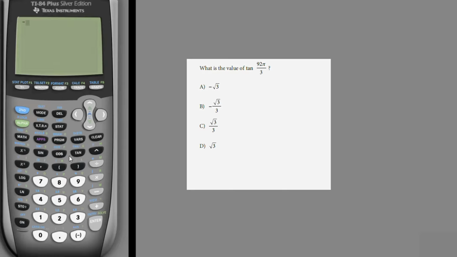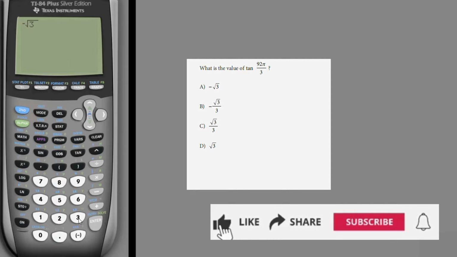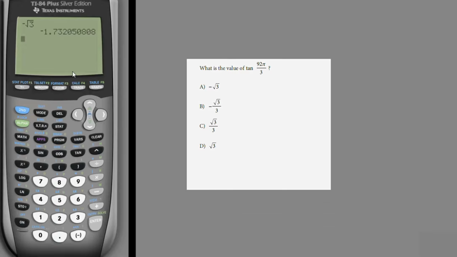We have minus square root, bring up the square root by pressing second and this button, 3. So that's it. Let's see that we're going to have minus 1.732. Press enter. Exactly, minus 1.732. So the right answer is option A. Alright, so it's as simple as this. This basically can solve this kind of problem easily and fast using this TI-84 CE edition scientific calculator.